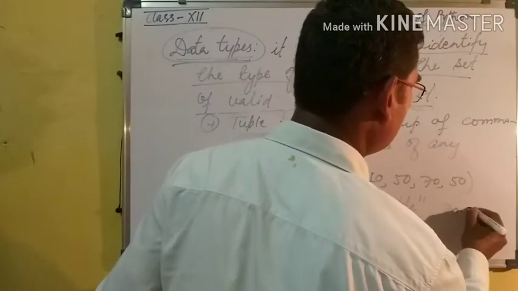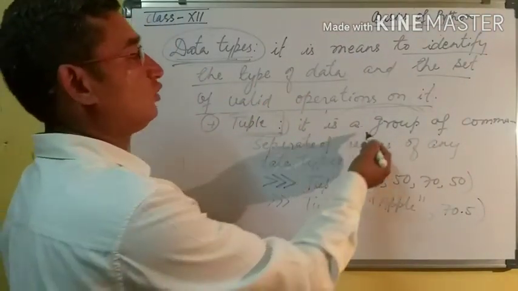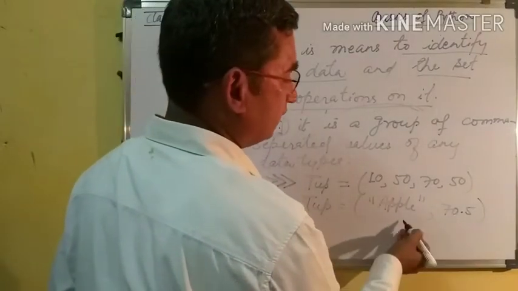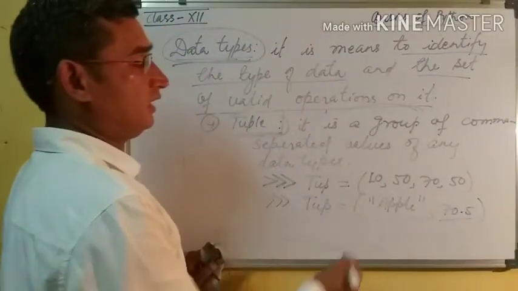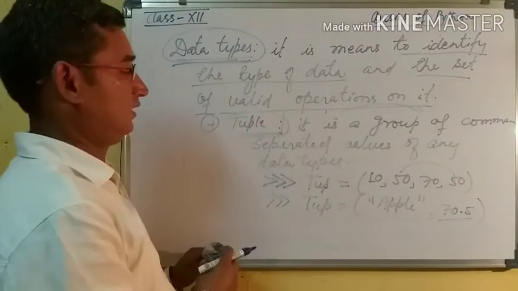This way you can write. It is a group of comma separated values of any data types. This is a string, this is a float. In this, duplicate values can be allowed in a tuple.